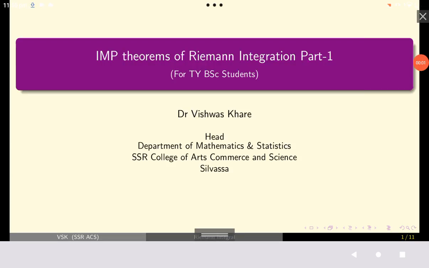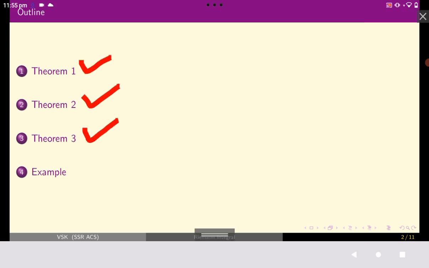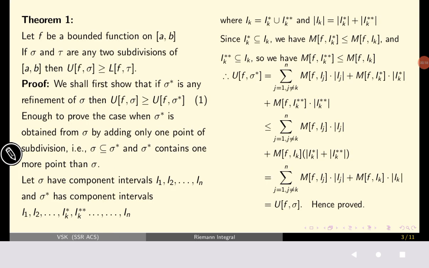The topic of this lecture is important theorems of Riemann integration, part 1. We are going to cover these topics in this lecture: theorem number 1, theorem number 2, theorem number 3, and one example. So let us see what is the statement of theorem number 1.